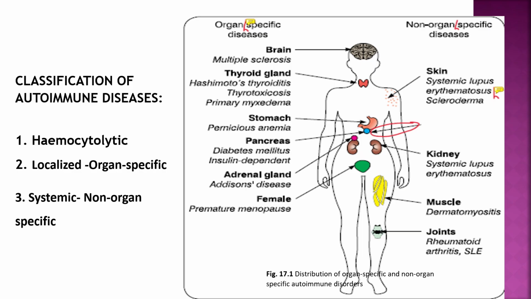So here are some examples of organ-specific diseases: brain, multiple sclerosis; thyroid gland, Hashimoto's thyroiditis, thyrotoxicosis; stomach, pernicious anemia; pancreas, diabetes mellitus, insulin dependent; adrenal gland, Addison disease; female, premature menopause. Non-organ specific: skin, systemic lupus erythematosus, scleroderma; kidney, systemic lupus erythematosus; muscle, dermatomyositis; joints, rheumatoid arthritis, SLE.